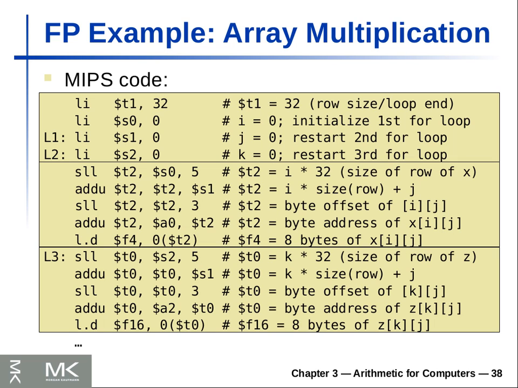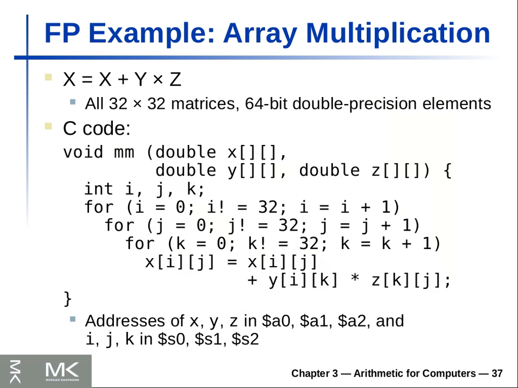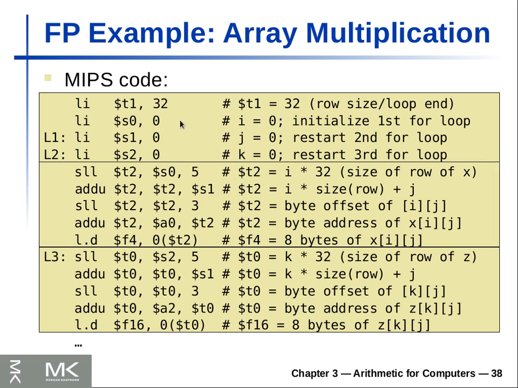All right. Why are we loading 32 into T1? Because that's what all our for loops go up to. I is going to start at 0, J is going to start at 0, and K starts at 0. See how they put the code over here to help you? It is nice. All right, so what's SLL?